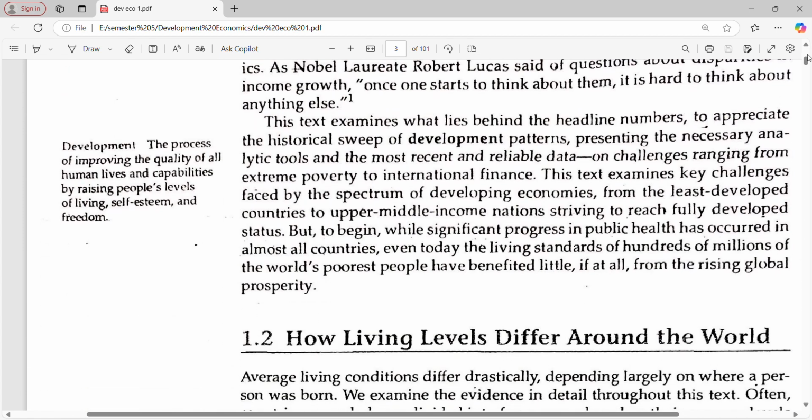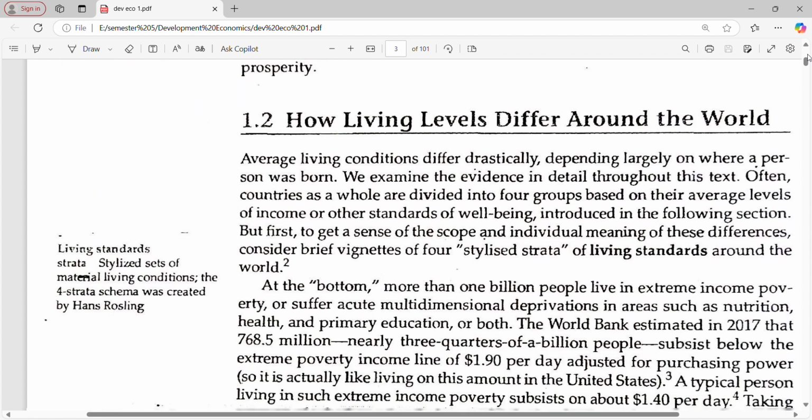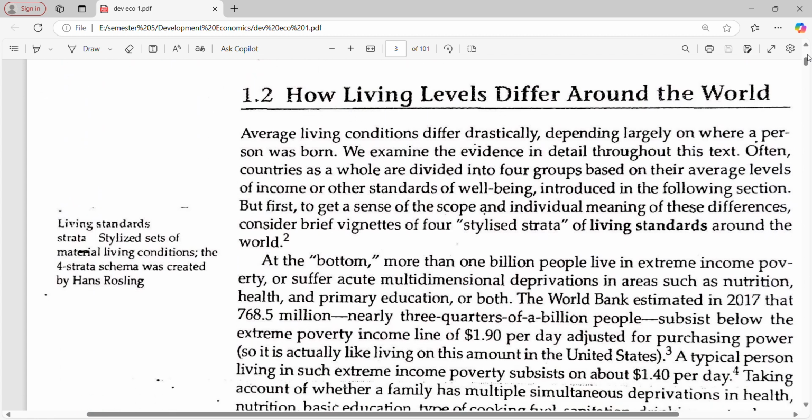Okay, so 1.2. So these living standards, we discussed now that living standards differ around the world. They vary drastically worldwide, largely influenced by geographic and economic factors. So people are often categorized into 4 income-based strata to understand these differences.